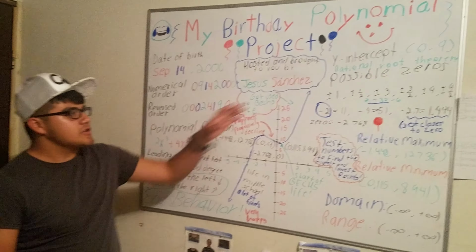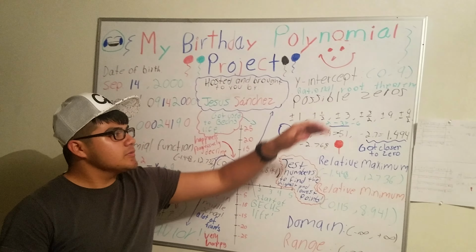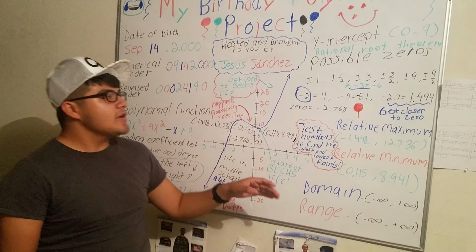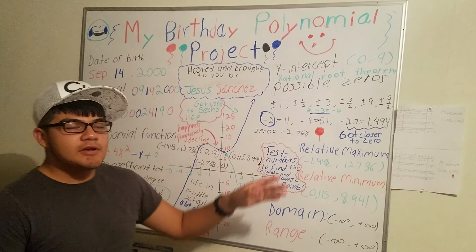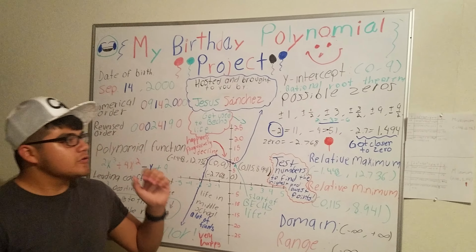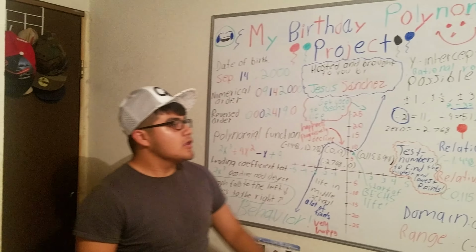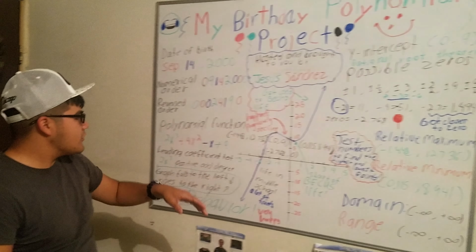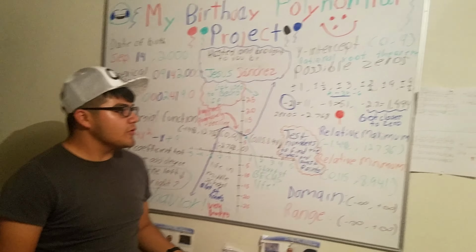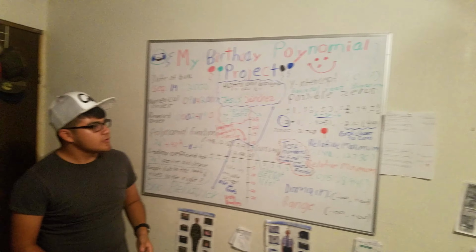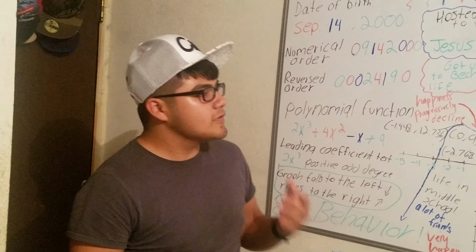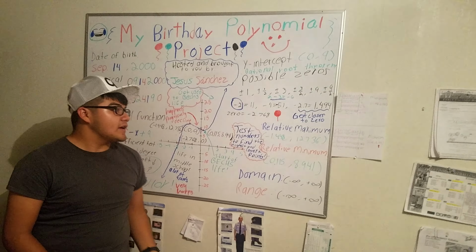Next we have the rational root theorem. The possible zeros that I was able to get were plus or minus 1, plus or minus 1/2, plus or minus 3, plus or minus 3/2, plus or minus 9, and plus or minus 9/2. I worked them all by substituting every single one of them for x to find which one gave me 0, but I found out that none of them gave me 0, so I decided to use the one that was closest to 0, which was negative 3, that gave me negative 6.